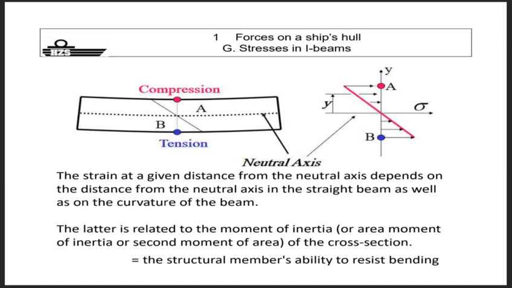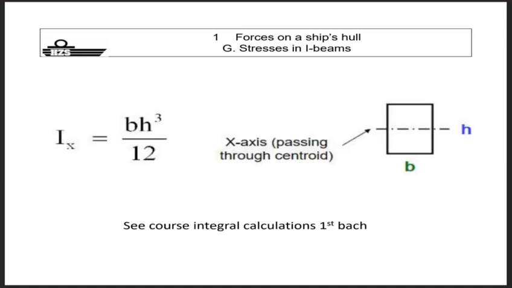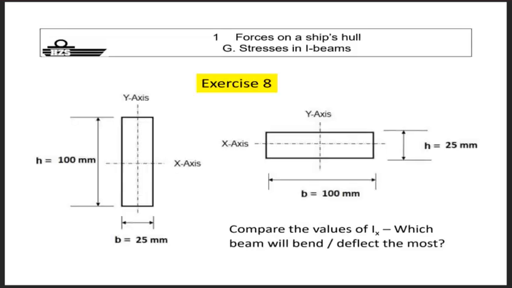Suppose you want to calculate the area moment of inertia of just a solid beam with a certain base and height, as expressed here. Then you see a formula appearing that you all should know from the integral calculus course of the first bachelor: the base multiplied by the height to the third, divided by 12. Of course, it depends on how you define the base and how you define the height. We always look at a vessel as upright, where the base is sea level and the height is up in the air.